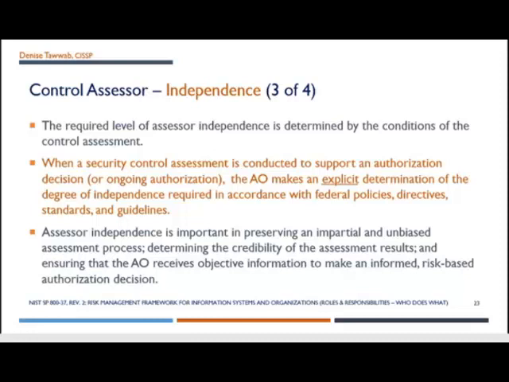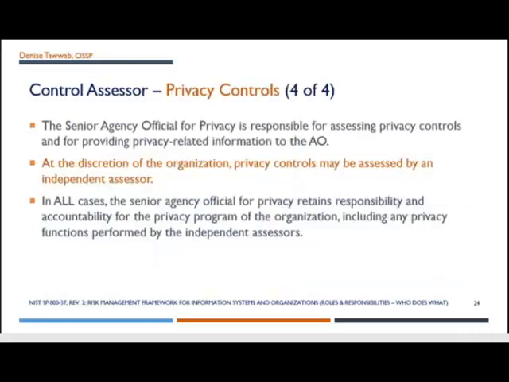Assessor independence is important in preserving an impartial and unbiased assessment process, determining the credibility of the assessment results, and also in ensuring that the authorizing official receives objective information to make an informed, risk-based authorization decision. So your control assessors have to be independent.